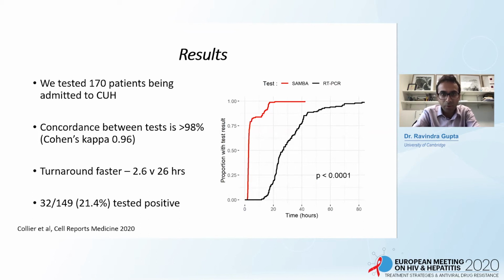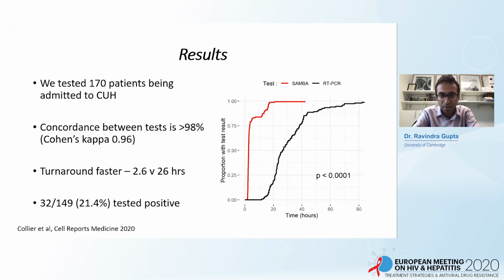During much of April is when this study was carried out, and it was done at Cambridge University Hospitals Trust here. We found, as you can see here on the right, that the Samba assay was associated with a much faster turnaround time, as shown in this Kaplan-Meier analysis, with a mean turnaround time of 2.6 hours, as opposed to 26 hours for the standard laboratory test.